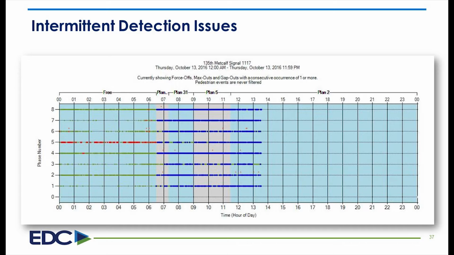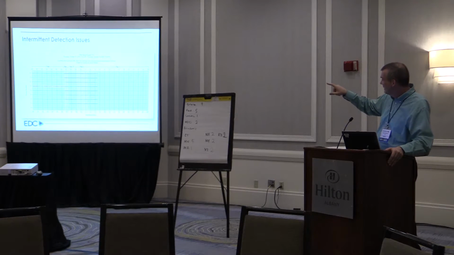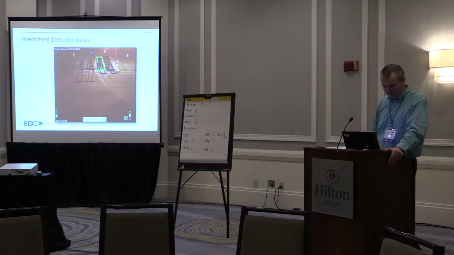This is an example of how we're using it for intermittent detection issues. The y-axis are the phases, and the x-axis is time of day. In this particular one, you can see the number 5 represents our northbound left turn. The northbound left turn was red in the middle of the night, and that means this was a video detection unit that was sticking on in the middle of the night.